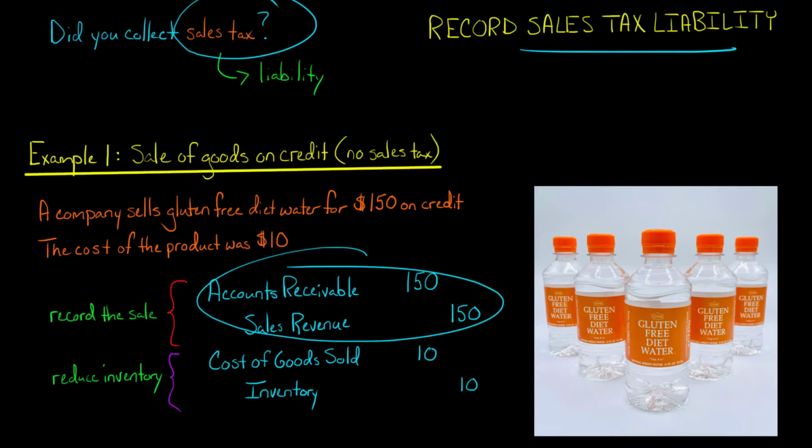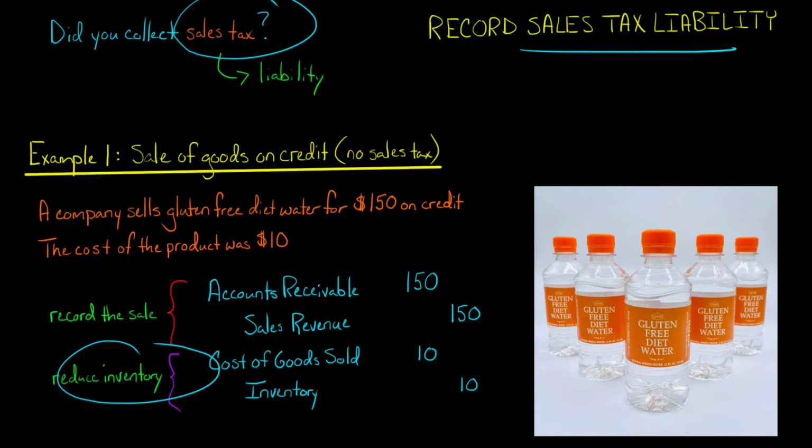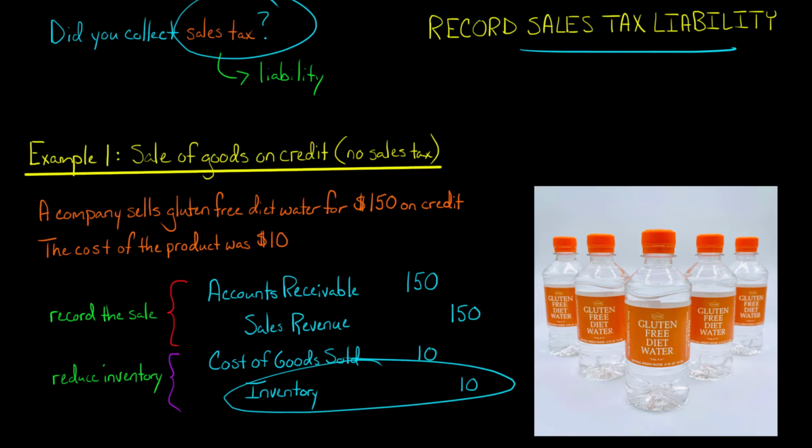Okay, so this is recording our sale, but then also we need to reduce the inventory account because we no longer have that diet water. We don't have the inventory on hand anymore, so we're going to record an expense, cost of goods sold, for $10, and then credit inventory to reduce the inventory asset account.